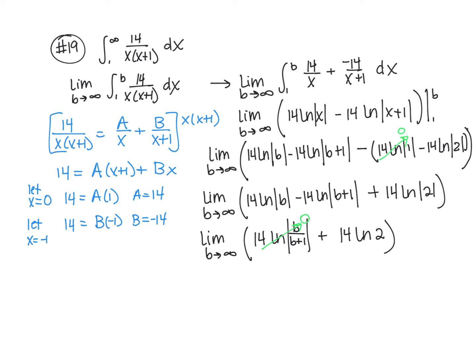And so really what I'm taking is the limit as b approaches infinity of just this 14 natural log of 2. And because of that, did I lose a negative sign somewhere? I kind of feel like I might have lost a negative sign. That is my end. That's my answer to this problem. So 14 natural log of 2 would be my answer, and we are done.